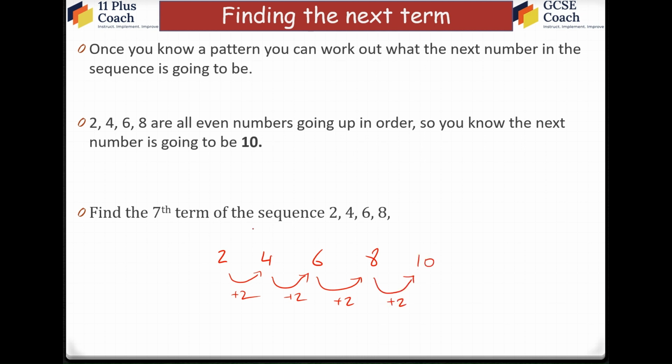So which term is 10? This is my first term, that's my second term, that's my third term, that's my fourth term, that's my fifth term. So I need the sixth and the seventh, because the question is just the seventh term. From 10 to the sixth term, I have to add 2 more. I'll get 12 as the sixth term. And to get to the seventh term, finally, I simply add 2 more, and that will give me 14. So the seventh term of this sequence is actually 14.